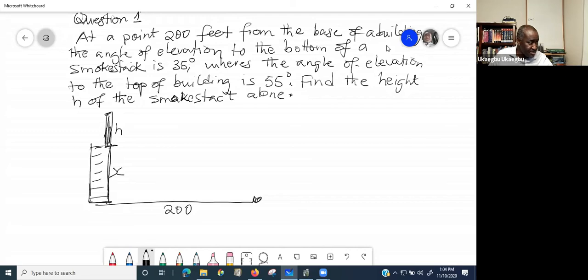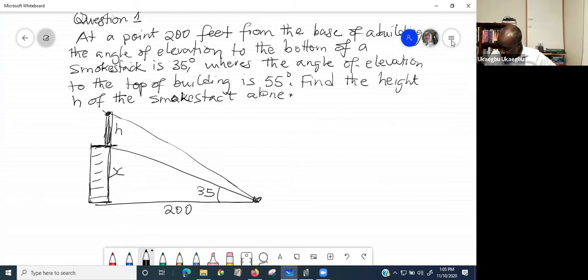It also says the angle of elevation to the top of the smokestack is, hold on. I hope I got the question. Okay, so this angle from here to here is 35. On the other hand, if you want to look at the top, that one is 55. Now they are looking for the height of the smokestack, which is this one. From here to here, that's what they are looking for. And this is where the observation is taking place. This is where the observer is trying to look at the top of the building and then the smokestack on top of it.